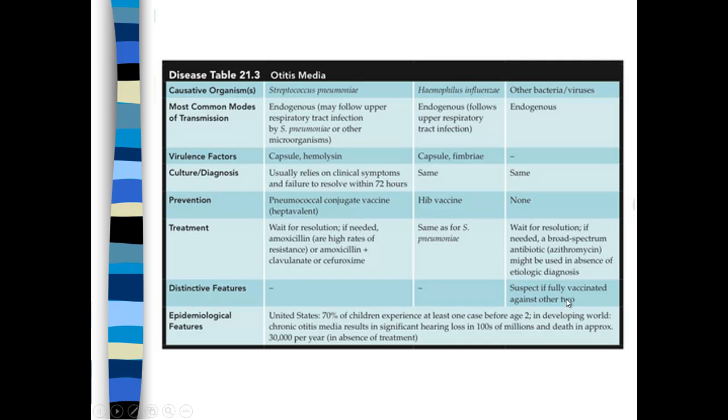Other bacteria and viruses, a lot of times practitioners will disregard vaccination status if you have an ear infection and then just give you a broad spectrum antibiotic. So I've never seen this really come into play. It's very prevalent. 70% of the children in the United States have experienced an ear infection by age 2. It can lead to hearing loss if it goes untreated. And so without treatment, without antibiotics, this can be a real problem.